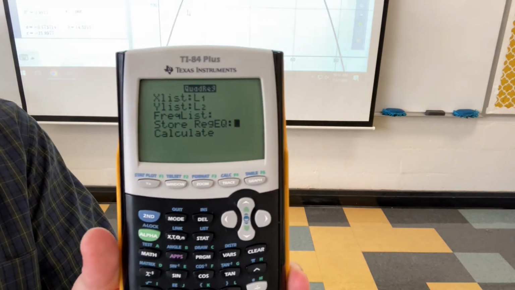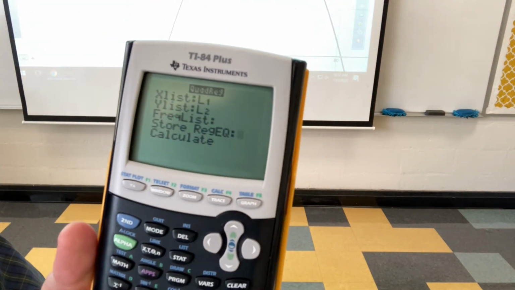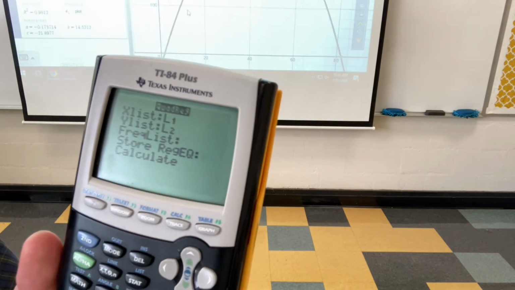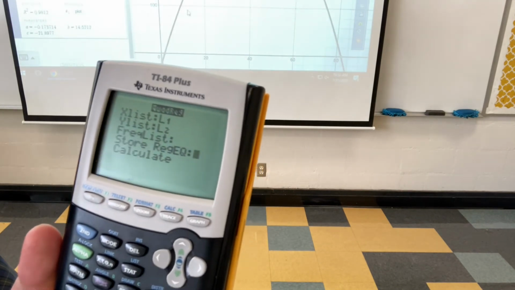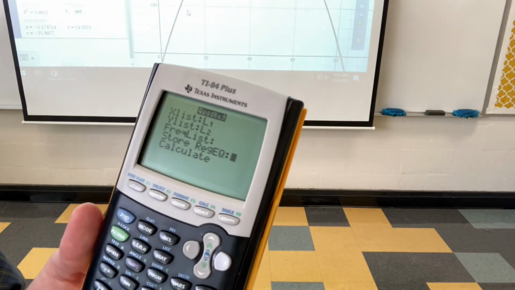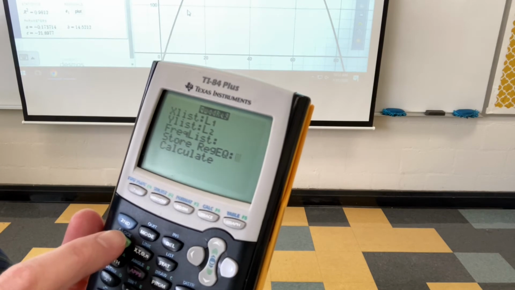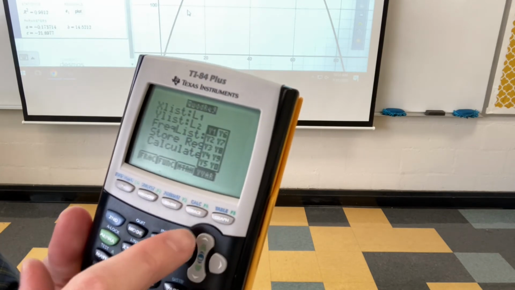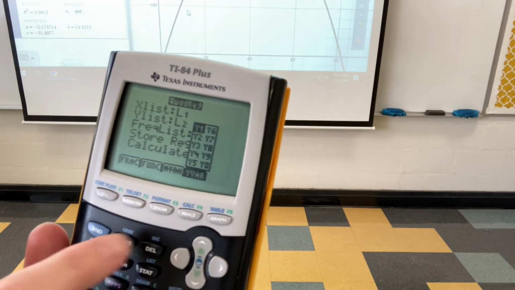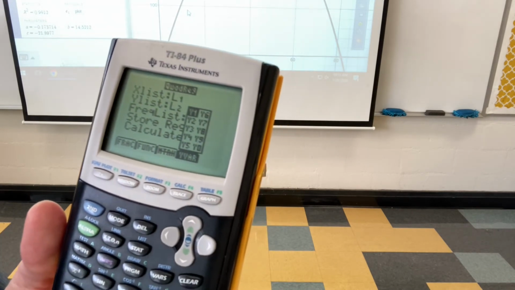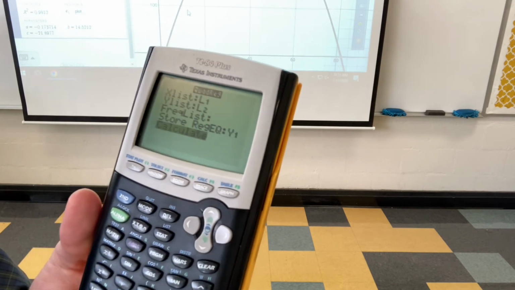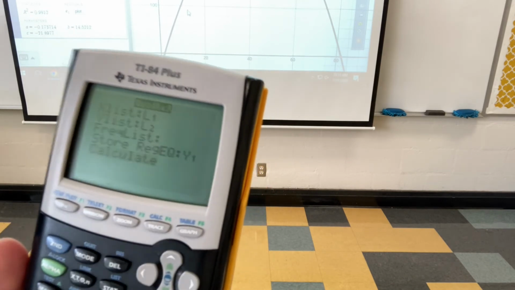Store regression equation is what that next one stands for. We want to store that into Y1 so that we can actually use the function after we've run the regression model. So what you can do is hit alpha F4, which is alpha trace, and hit Y1 there. So what that's going to do is store it into Y1. So let's hit calculate.